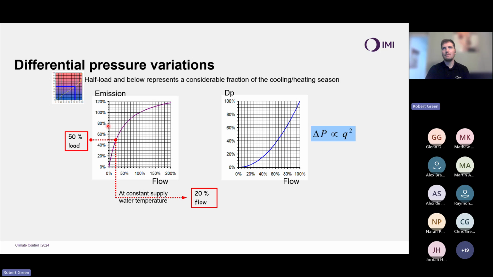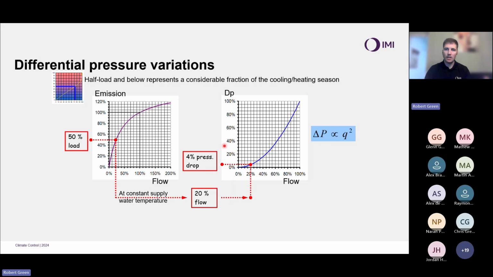And we look at our famous inverse square law that we introduced in the first week, where the differential pressure is proportional to the square of the flow, i.e., if we have twice the amount of flow, we have 4 times the amount of differential pressure.